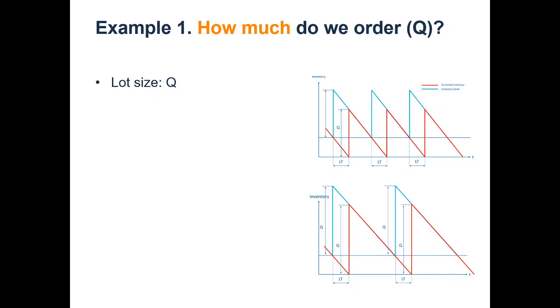The second question is how much do we order? Put differently, what is our lot size, which we have called Q? We have here two different situations. In both, we have the same graph that I explained before, but in the upper part, we have a graph where Q is smaller than the one we have here. So we can notice two things.